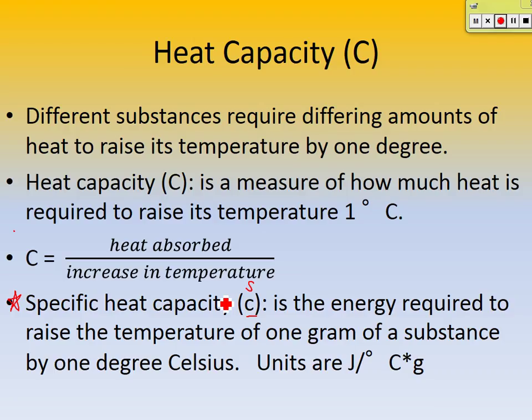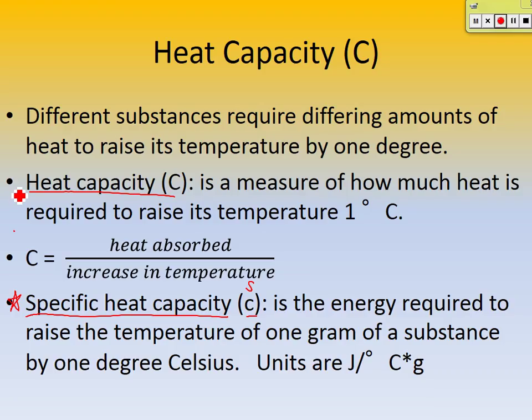So let's talk about how specific heat capacity is different than heat capacity. So let's read the definition. It says, is the energy required to raise the temperature of 1 gram of a substance by 1 degree Celsius. What's the difference here? What's the difference of this definition compared to heat capacity?